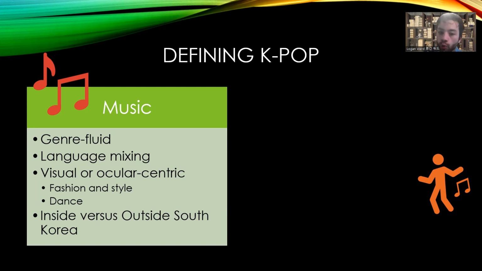But it is very visual or ocular centric, which ocular just refers to the eye, right? So fashion and styling are very important to K-pop and keeping up an image for the idols. And then dance is extremely important for K-pop visuals, right? It's all about the dancing. That's what I think a lot of people fall in love with.